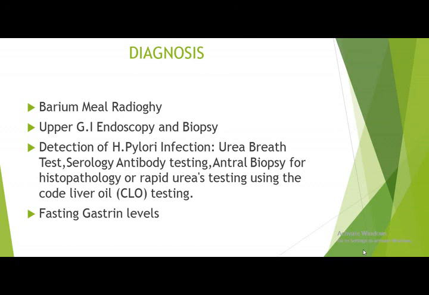Detection of H. pylori infection. Yes, urea breath test, serology antibody testing, and antral biopsy for histopathology, or rapid urease test using the CLO testing, are some of the ways to find out H. pylori infection. The commonest type of H. pylori testing which we are doing nowadays is the serological antibody testing.